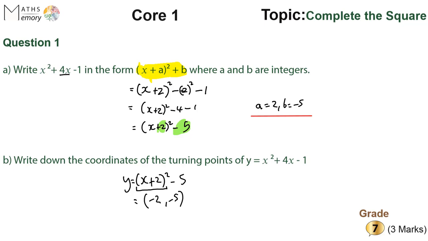So a little shortcut: we can look at this more carefully. The minus 2 will always be the opposite of this plus 2 over here. So if it's a plus 2, it'll always be the opposite sign. And this one over here, the y coordinate, the minimum value, will always be this leftover number over here. That's the shorter way of doing this.